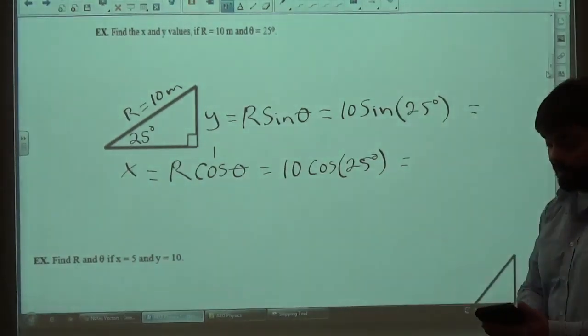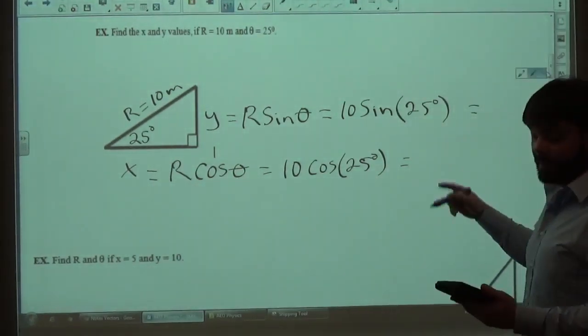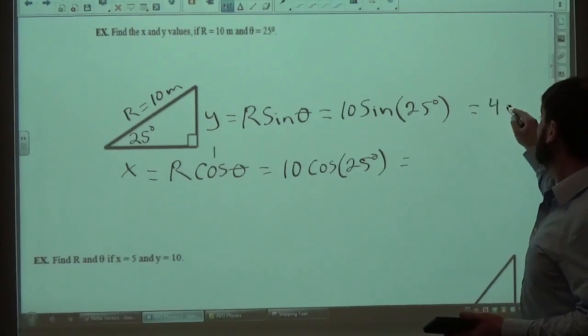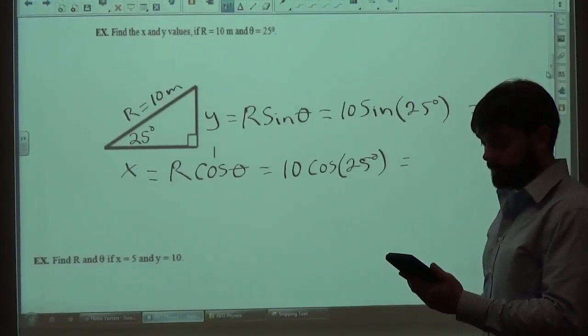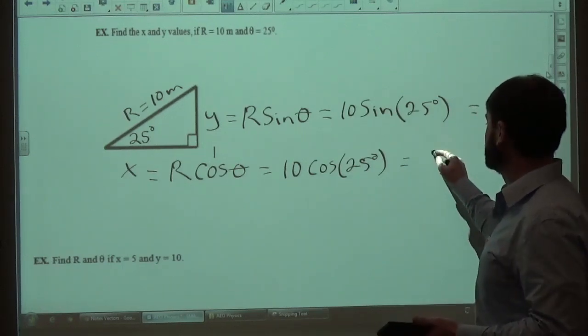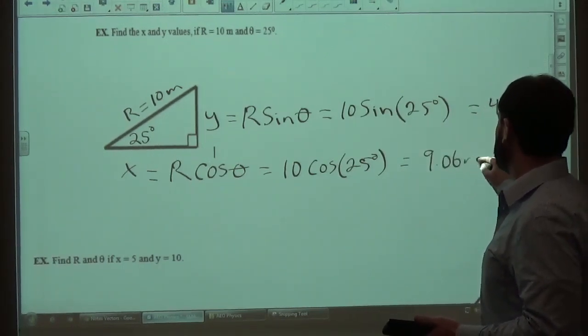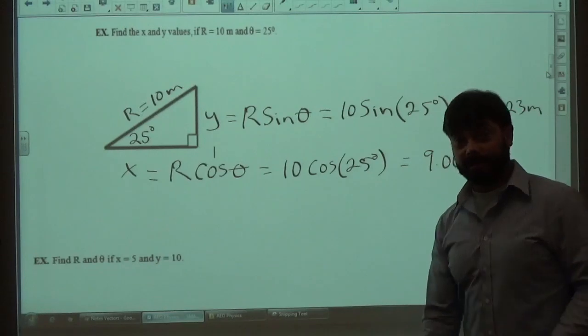Plug each of these into our calculator and see what we get. This gives me 4.23 meters as the cosine of 25, which is equal to about 9.06 meters. Looks something like that.